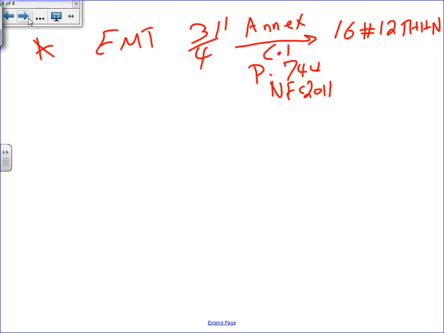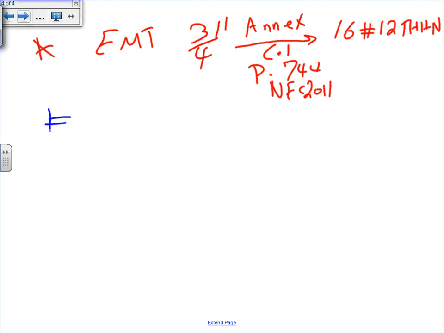Okay, so 3/4 inch. We know that. Now we're moving to three phase. How many three-phase conductors can I carry with 16 conductors? So let's do it this way. I have number 12. Look at this one here.